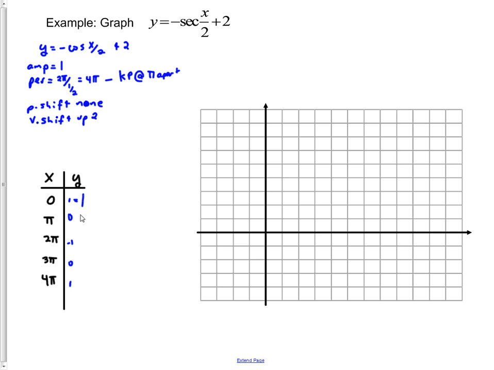positive 1. Well, all right. 0 times negative 1 is 0 plus 2, that's going to give us 2. At 2 pi, we're going to get negative 1 right here. Let's see, the negative of negative 1 plus 2, that's going to give us 3. Then 0, well, we're back to 2 right here. And then for 1, we're back to 1. Well, this seems rather odd. What's going on right here?